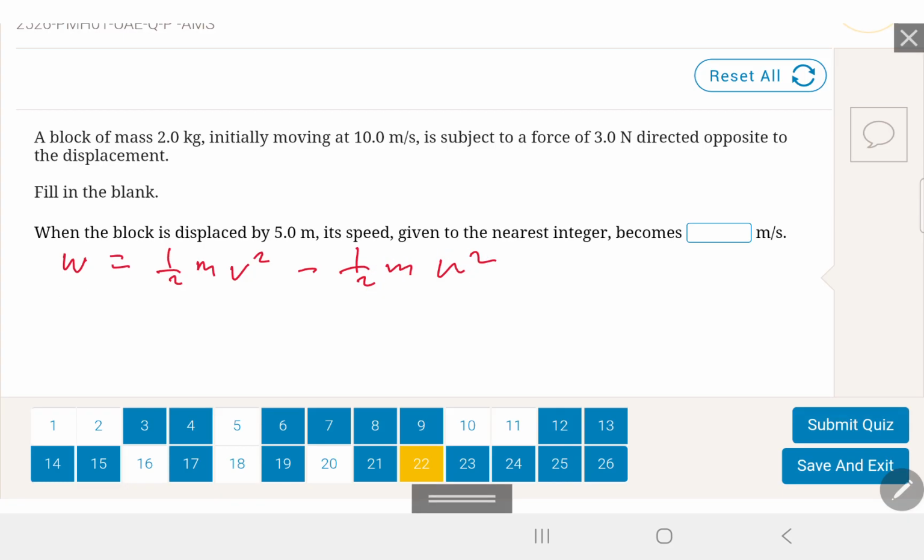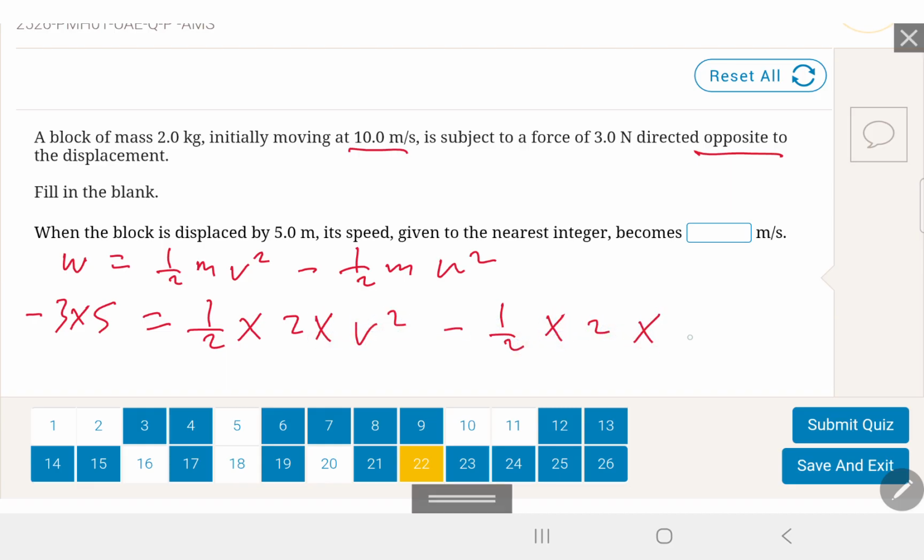So the work here is resistive work, because it's moving opposite to the motion. The force is 3, displacement is 5, so negative 3 times 5 is equal to half times m, which is 2, times the final velocity squared. We want to calculate the velocity when the block is displaced 5, its speed given to the nearest integer. A block of mass 2 is initially moving at 10, this is the initial velocity. The final velocity is unknown, so half times 2 times v squared, minus half times 2 times 10 squared.